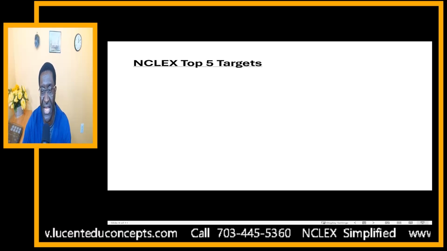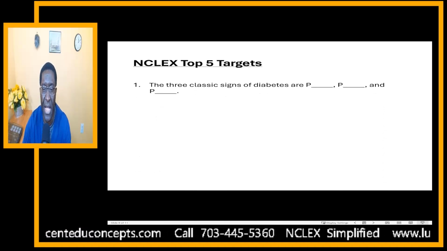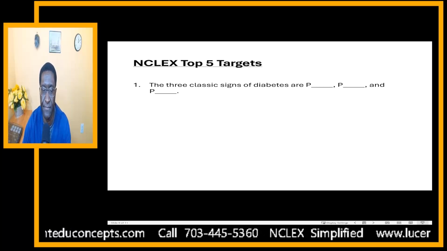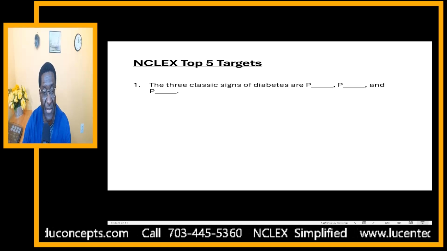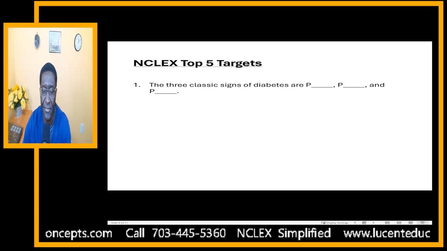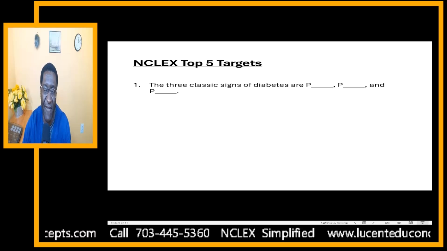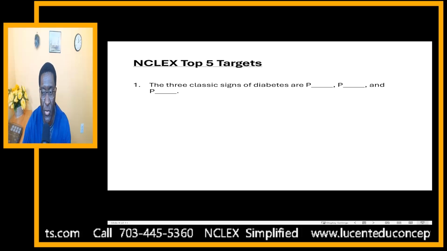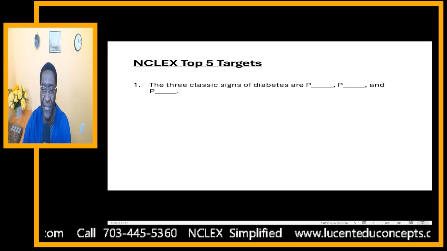So now let's go to certain things we need to know for NCLEX. These are your 5 targets. Number one, what are the 3 classic signs of diabetes? I'm giving you just 5 seconds. Answer that for yourself. The time is ticking. All right. So we have polyphagia, polydipsia, and polyuria. Those are your 3 P's, okay?